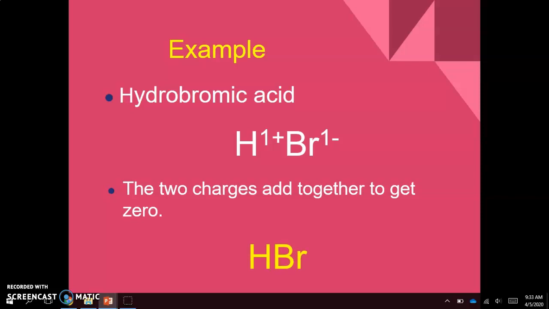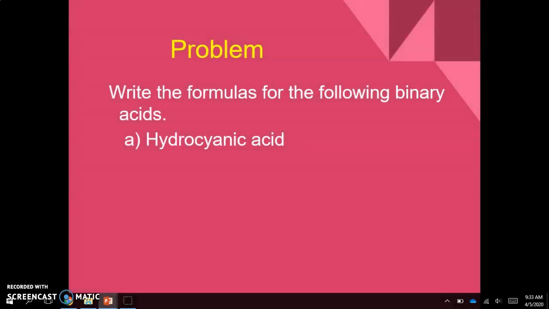Now, if they did not cancel out, you just have to perform that crisscross method to work backwards and figure out how many of each atom you would need. So let's write the formulas for the following binary acids.